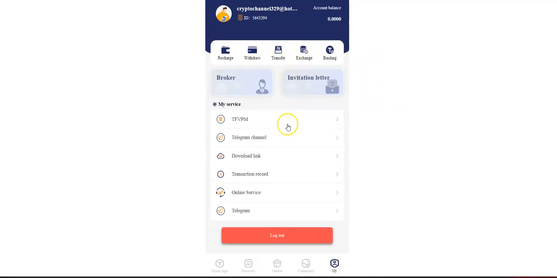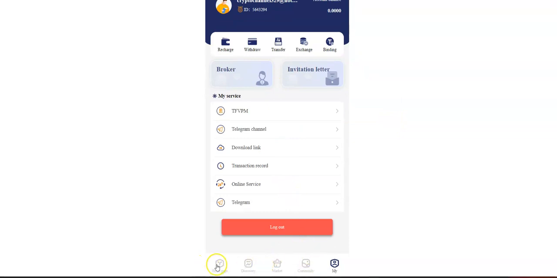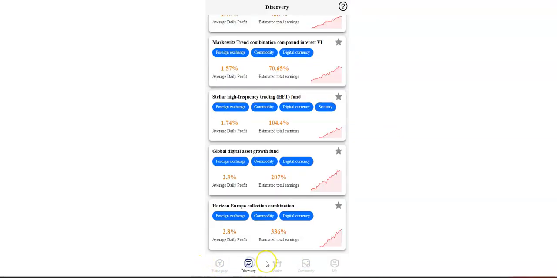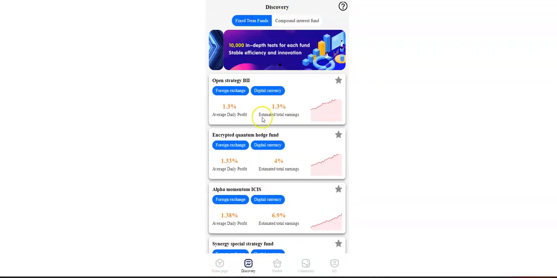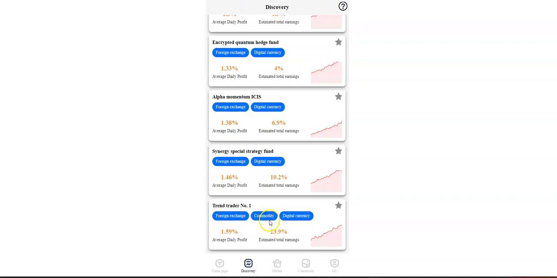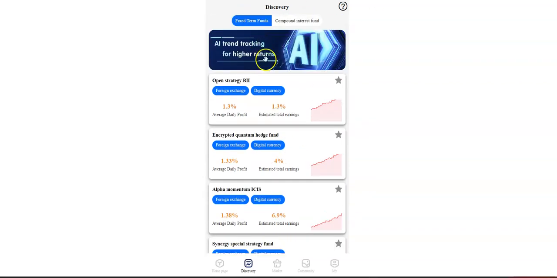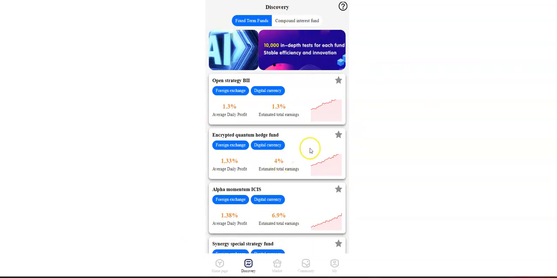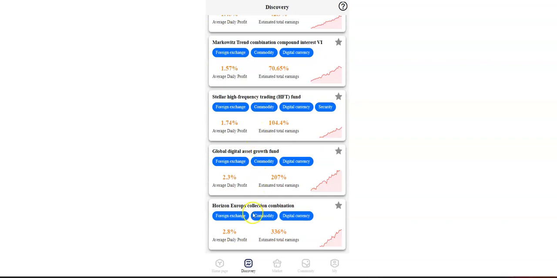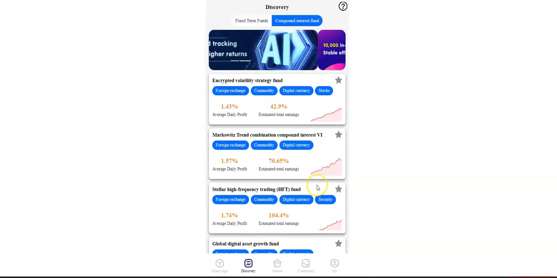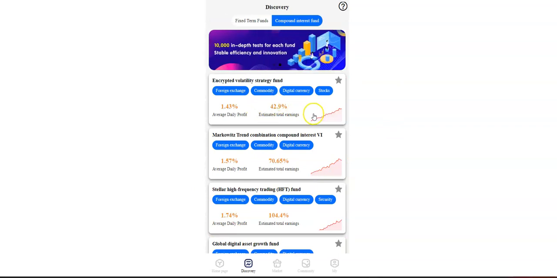Once you are up and running, you come over here to discovery. In discovery, you have 1, 2, 3, 4, 5 plans. These plans right here are fixed term plans, so that means there is no auto compounding. Whereas this one right here, we've got 1, 2, 3, 4, 5, and they all auto compound the funds, hence the higher ROI.